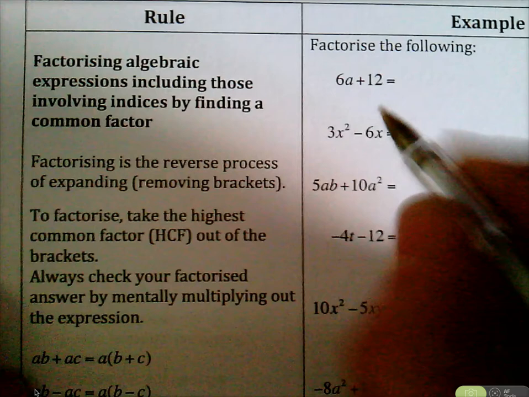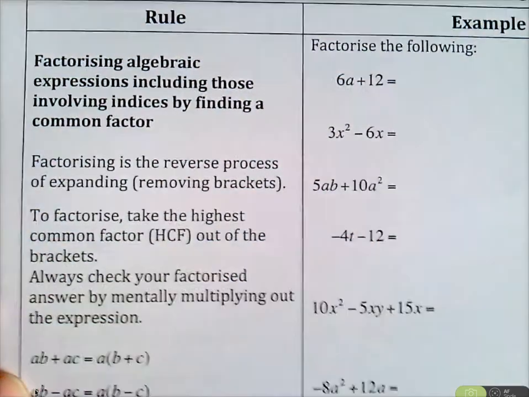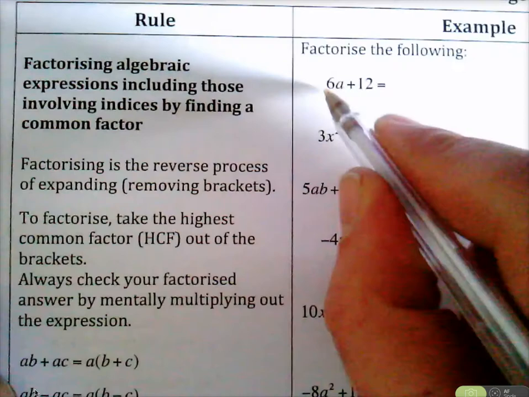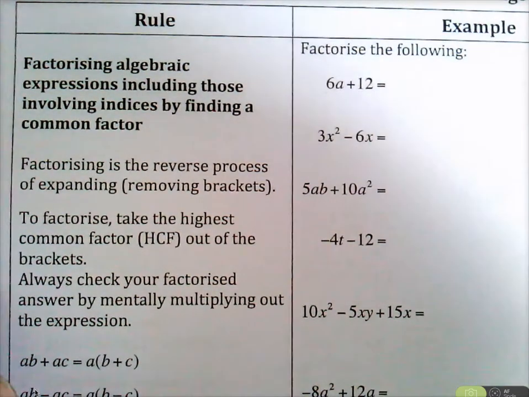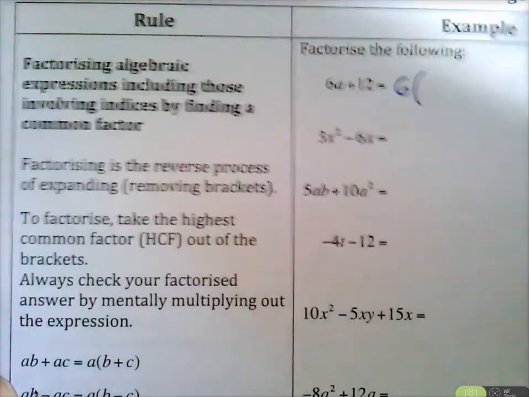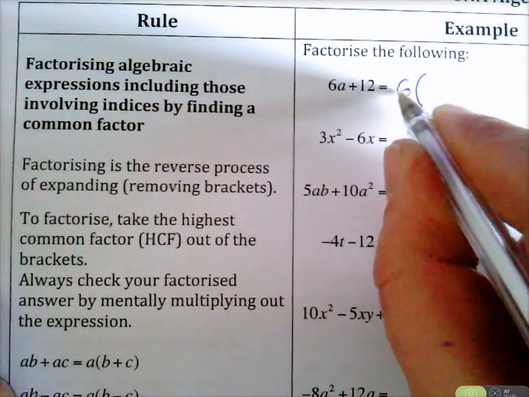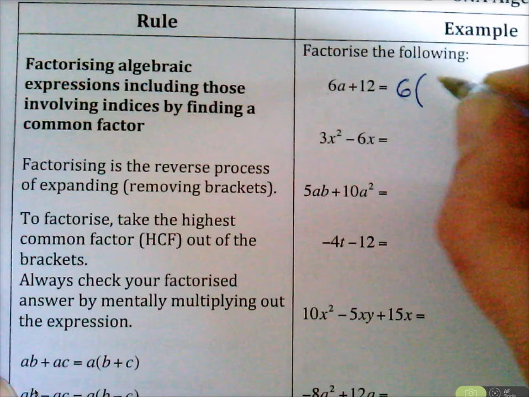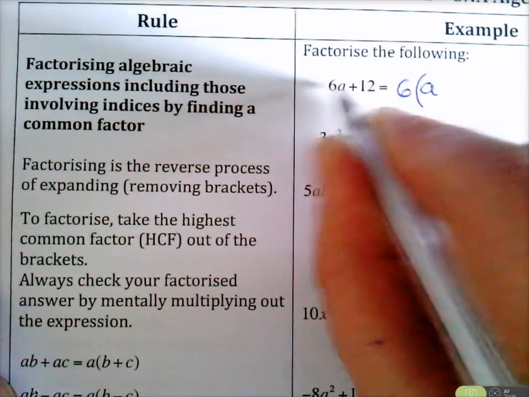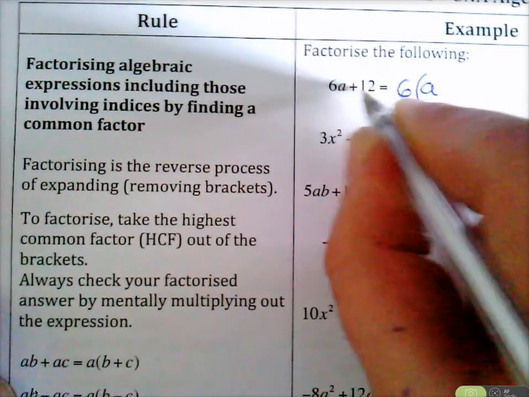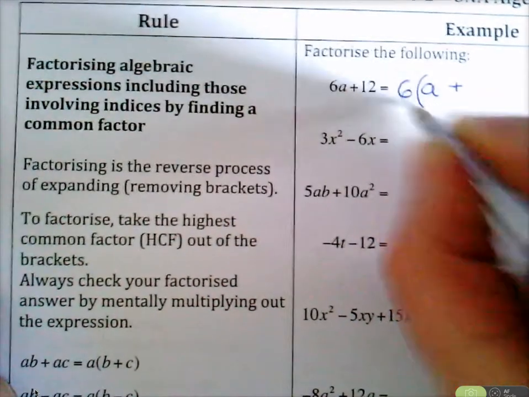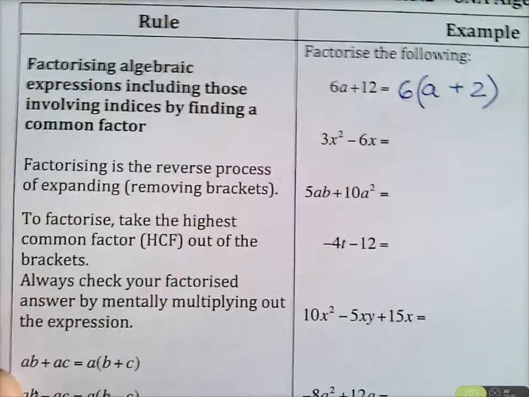Now, girls, looking at 6a and 12, what is common in the numbers? If you look at 6 and 12, what number goes? So 6 is common. There's nothing common with the letters, with the pronumerals. So how am I going to get 6a? 6 times what? a. And then, because they're both positive, my next term is positive as well. 6 times 2 gives me 12.